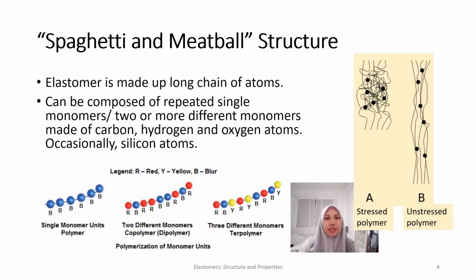The structure of elastomer. The general molecular form has been linked to a spaghetti and meatball structure, where the meatballs signify cross-links between the flexible polymer chains, which are like spaghetti strands. Elastomer is made up of repeated single monomer or two or more different monomers made up of carbon, hydrogen, and oxygen atoms, and occasionally silicon atoms.